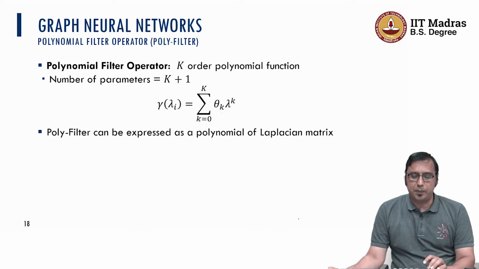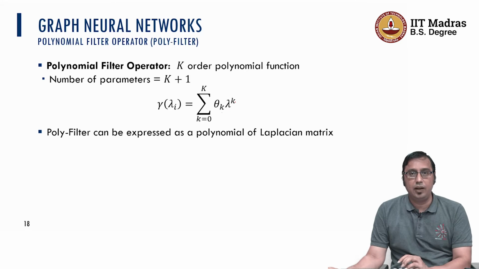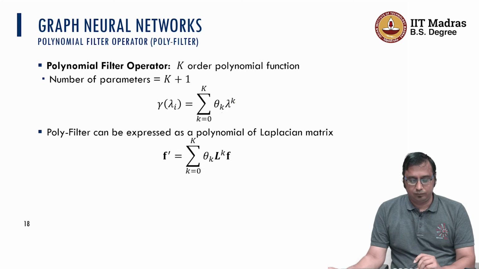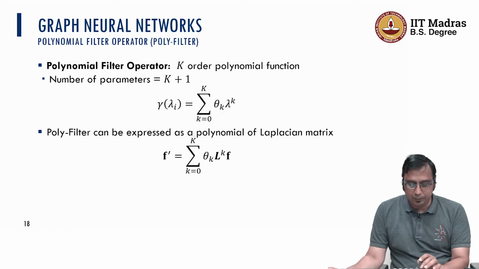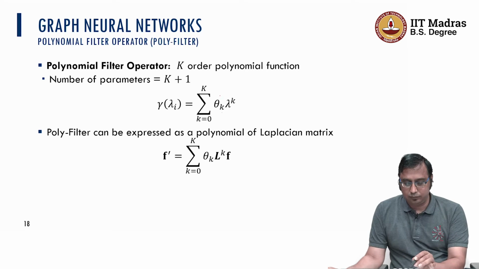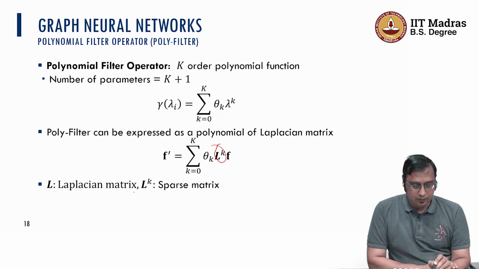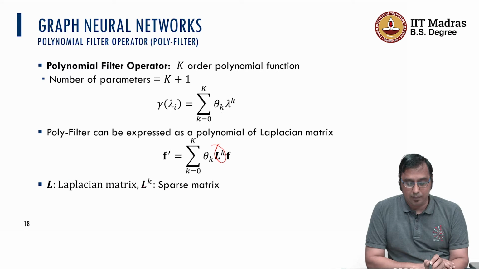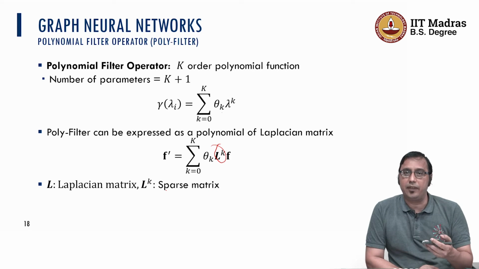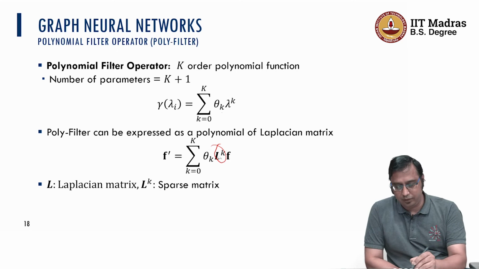And the polynomial filter can be expressed as a polynomial of the Laplacian matrix. We don't need to actually use lambda k. We can show that this particular polynomial can be written as a function of L, where L is the Laplacian, and L^k, which is L to the power k, is a sparse matrix at the end, because we are multiplying L several times depending on the k.